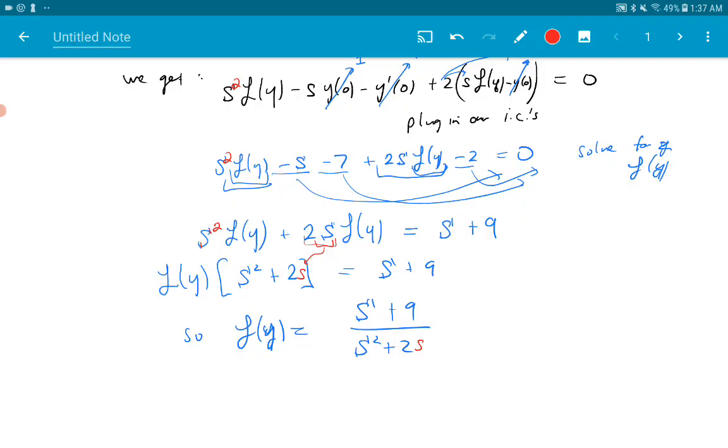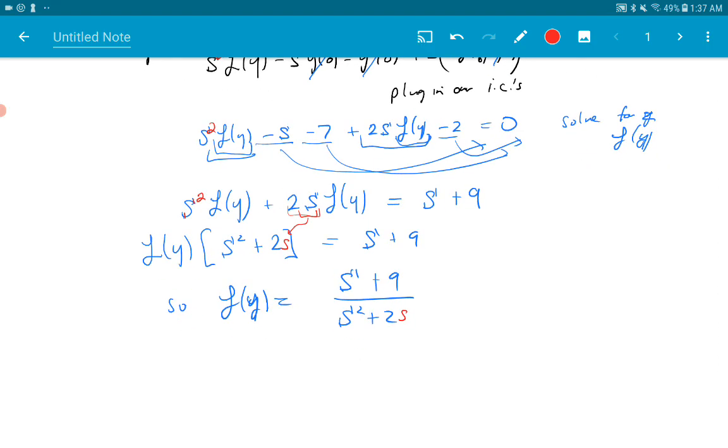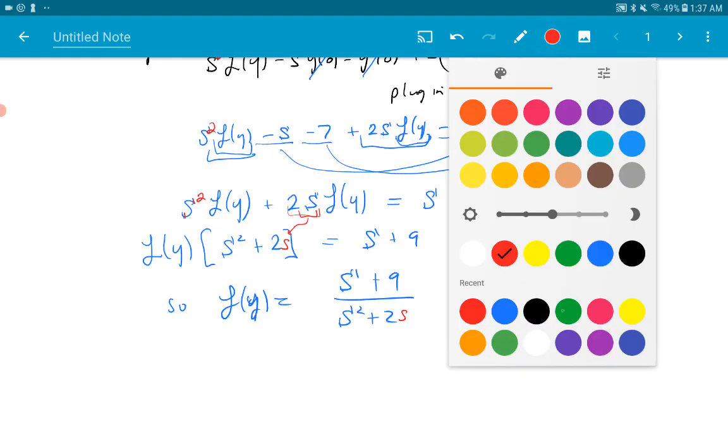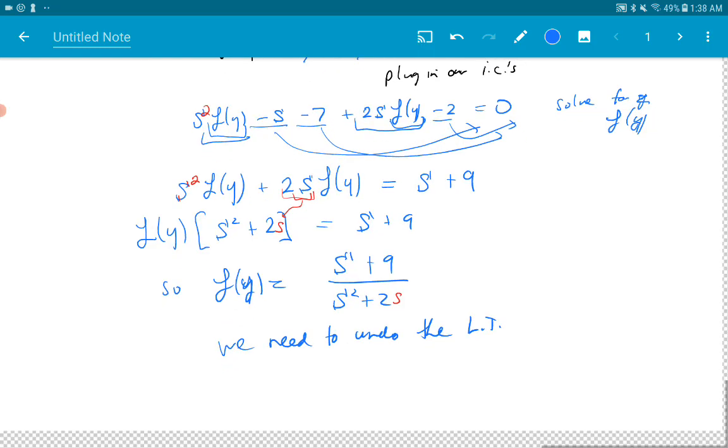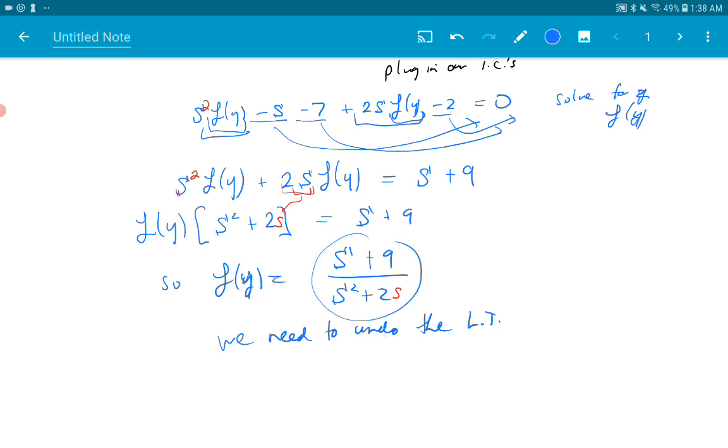Okay, so we're almost there. We need to do step 3 now. We need to undo this. We need to undo the Laplace transform. In other words, we have to find y, which function y has this as its Laplace transform. Find y of t. And that'll be our answer.